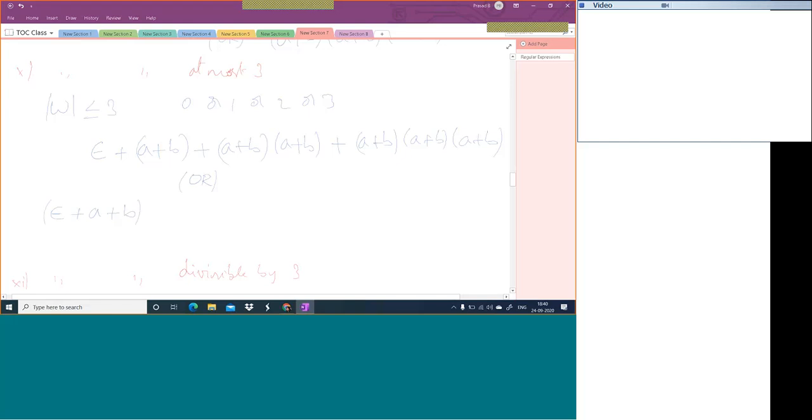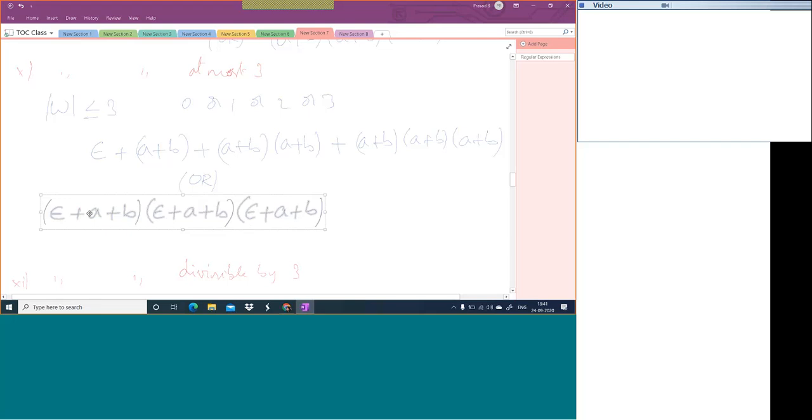Okay, then, guys, this is for epsilon plus A plus B. What does it mean? You can take epsilon or you can take A or you can take B, followed by epsilon plus A plus B. Again, epsilon plus A plus B. Guys, I want length 0. I take epsilon from here, epsilon from here, epsilon from here. Okay, length will be 0.